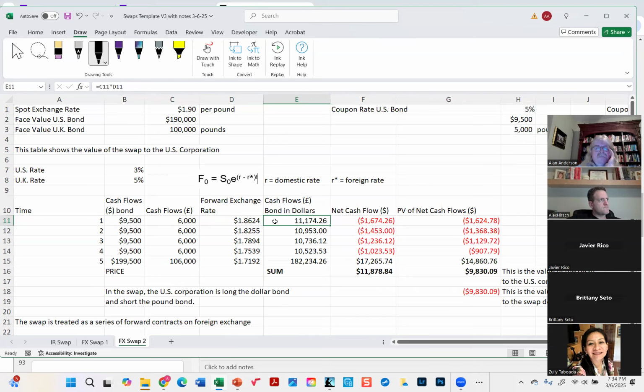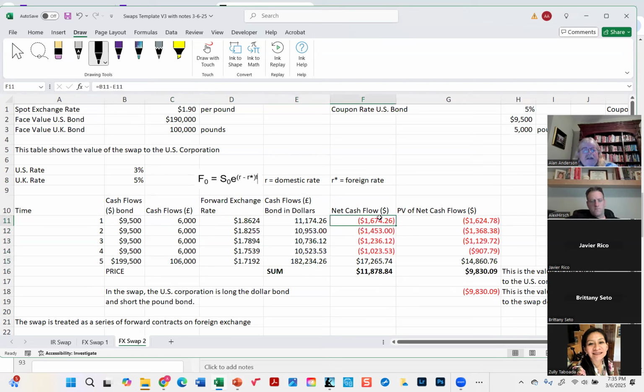Okay, so in other words, what I've done is I've taken the forward exchange rate, which I've calculated here with this formula, and again, you can see that's going to depend on the interest rates in the two countries and the spot exchange rate. But these numbers here are taken from the product of these two columns, which means that the 6,000 pounds that I'm delivering to the dealer in 1 year will be worth, in today's dollars, $11,174.26. So all of these represent how much it would cost to deliver this many pounds at this point in the future in dollars.